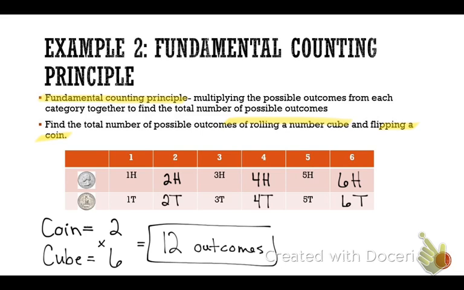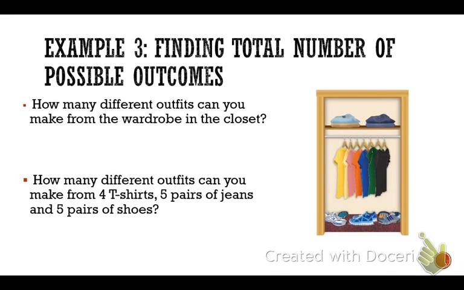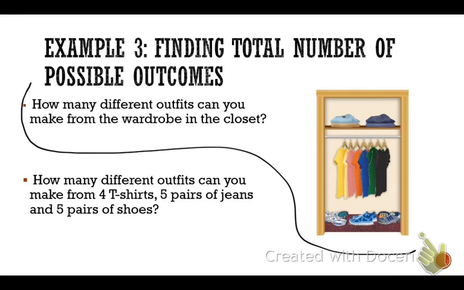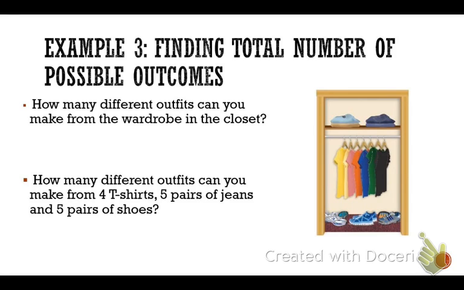So let's look at another one. These are 2 separate questions. For the first one, you're using the picture of the wardrobe. This has nothing to do with the second question yet. Look at this picture of the wardrobe. It says, how many different outfits can you make from the wardrobe in the closet? I'm basing it just on the picture, and the picture is in your notes. Hopefully it's kind of clear. I know it's black and white.